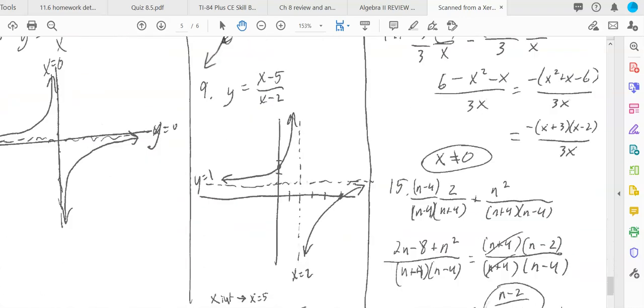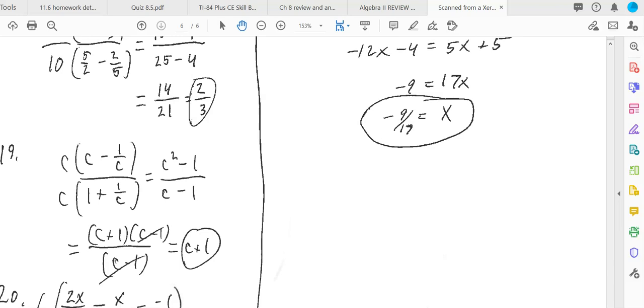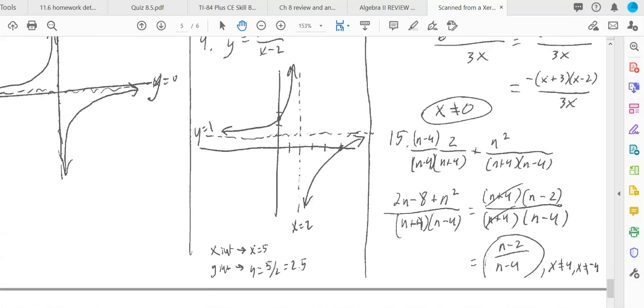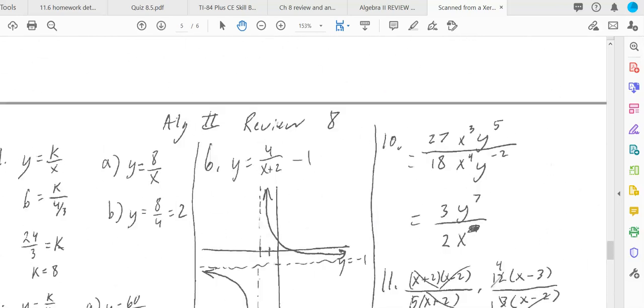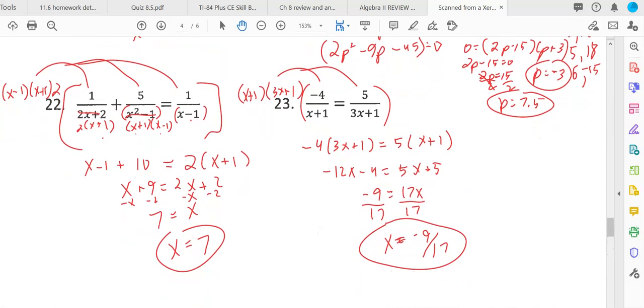You can see I have the answers posted. Did I get the same answer there? Yeah, negative 9/17, just checking that. Okay, so that's the end of year review. Again, I think we'll have a group quiz coming up next on that. We'll see.